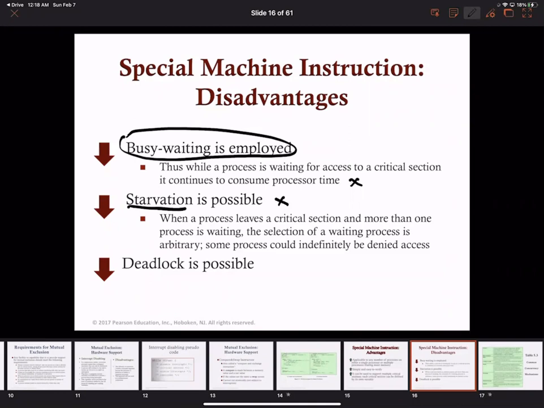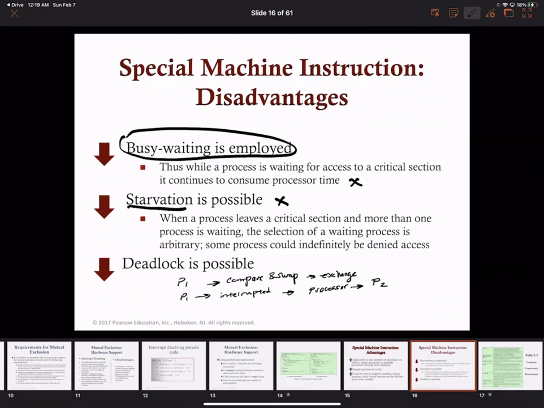Deadlock is possible. For the machine instructions we see only minor cases of deadlock, but it is possible to happen. Consider the following scenario on a single processor. Process 1 executes the special instruction, compare and swap or exchange, and then enters its critical section. Then assume that process 1 is interrupted, so the processor now will be given to process 2, which we assume has high priority.